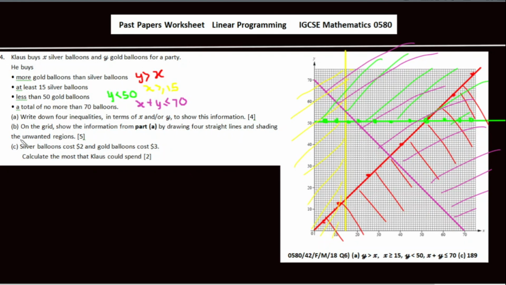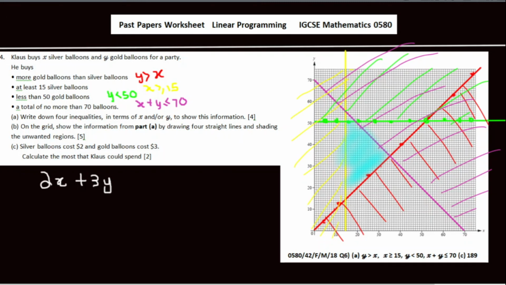Okay, so part C. Silver balloons cost $2, so 2x, and golden balloons cost $3, so plus 3y. Calculate the most Klaus can spend. So Klaus's spending needs to stay in this region. He can choose any values of x in this region and its corresponding value of y. The question says we need to maximize this value. So to maximize it, we should choose the maximum possible value of y, because y is multiplied by the bigger coefficient 3 and x is multiplied by 2. So our objective should be to get the biggest possible y in the blue region.